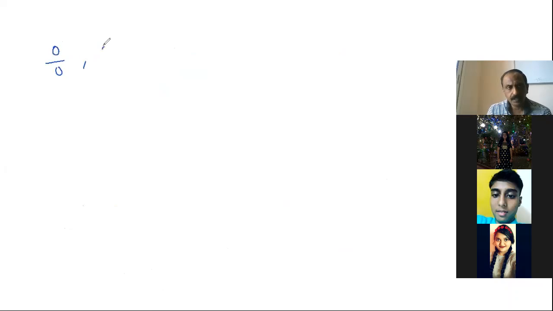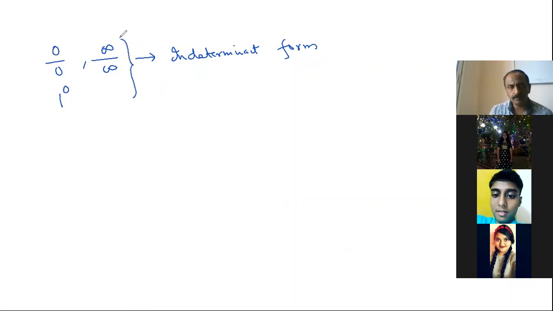0 by 0, infinity by infinity. This type of number is called indeterminate. You cannot determine. In such cases, even 1 raised to infinity, not 1 raised to 0, sorry, 1 raised to infinity, they are called indeterminate forms.